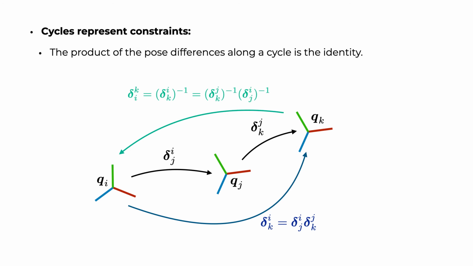There is an interesting property. The product of the transformations along a cycle is the identity. This property can be easily derived based on the axioms we gave. Cycles can then be used as constraints in optimization. This is why closing the loop is so important in SLAM.